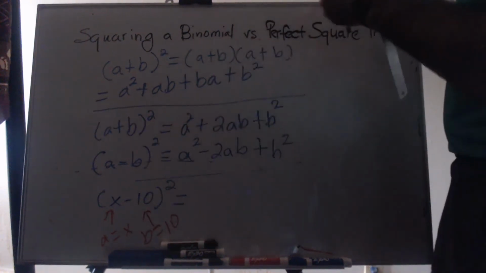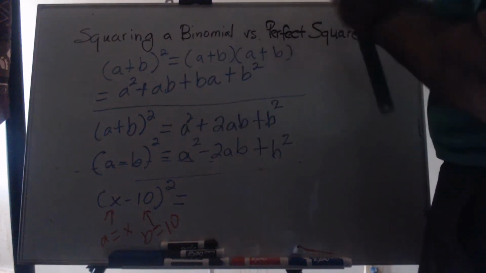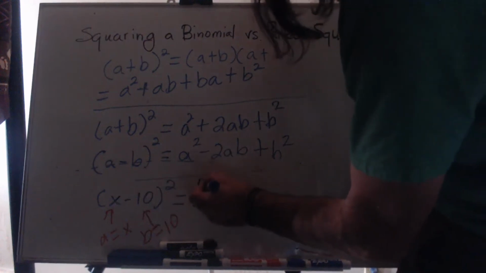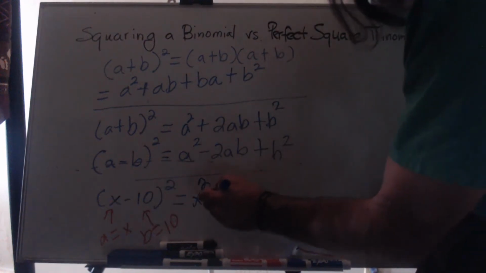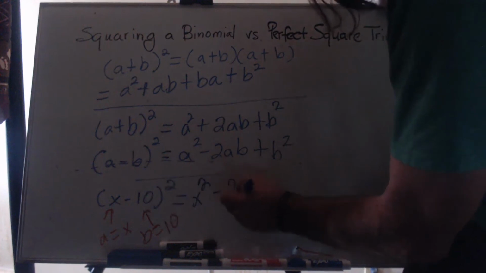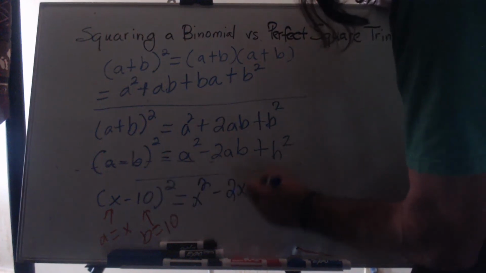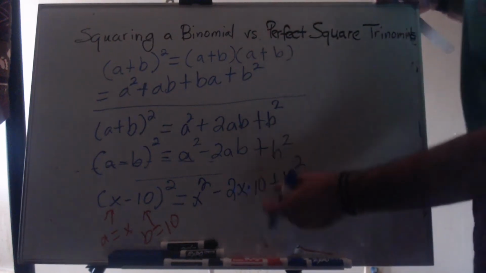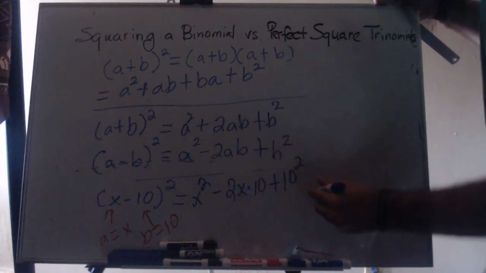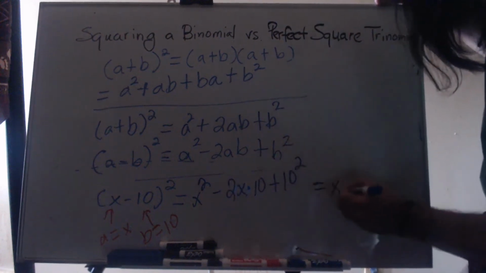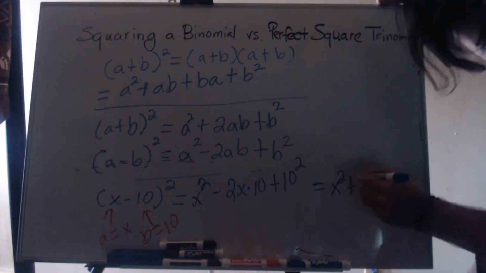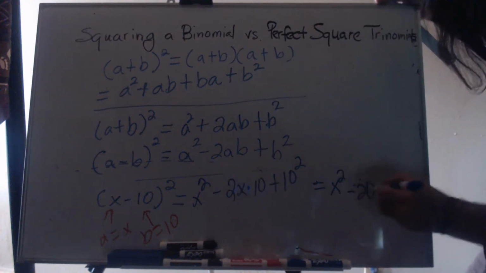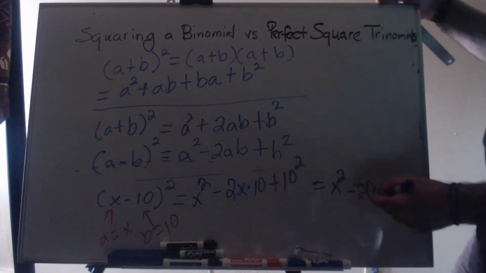Either way. But going with the second formula here, so we'd have x squared minus 2 times x times 10 plus 10 squared. And we should not leave it this way. We know what 2 times 10 is. So x squared minus 20x. And we know that 10 squared is 100.